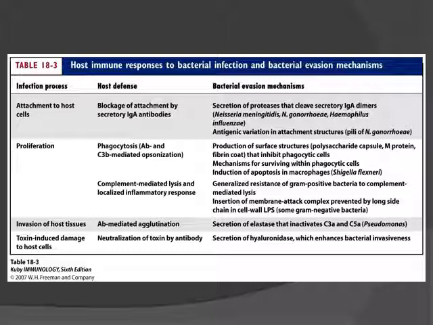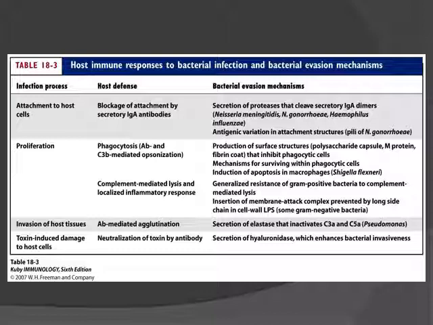The third step is evasion of host tissue. The bacteria succeeded in attachment and proliferation, reached invasion, and started to enter and spread. In this case, antibody-mediated agglutination will be very effective. Still, some types of bacteria can secrete elastase that inactivates C3a and C5a to prevent the recruitment of phagocytic cells, because these chemotactic factors help us in clearance.